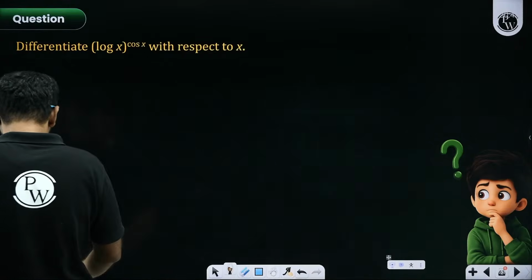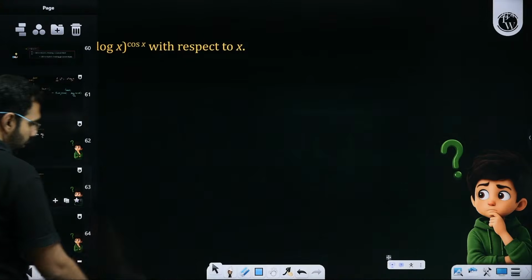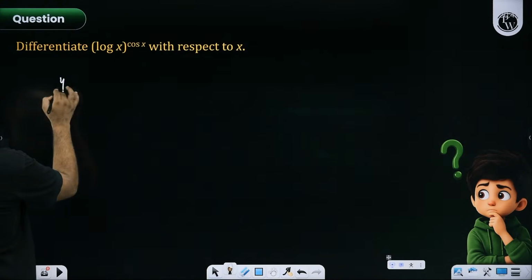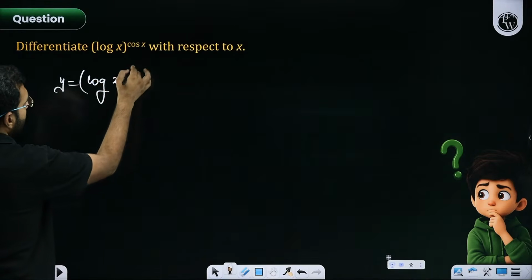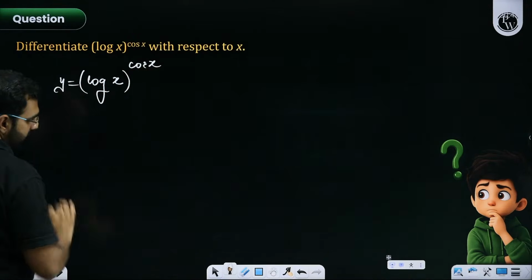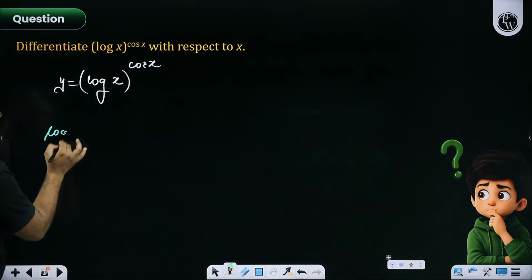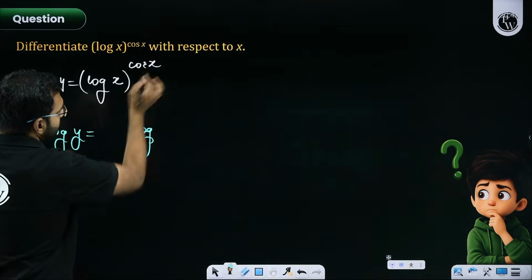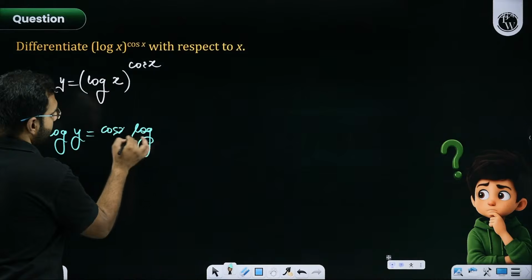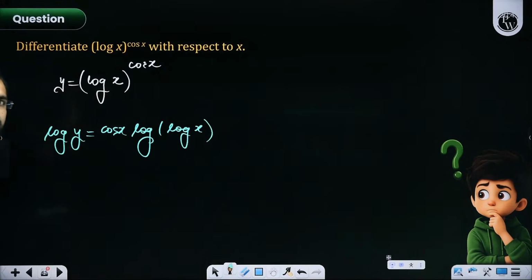So one of the approaches is taking log on both sides. Yes or no? So if you take log on both sides, this is y, which is equal to ln of x raised to the power cos x. So what does it say? If you take log, log y will be log of x to the power cos x. So cos x comes to the front and it is log of x. Both are at base e.